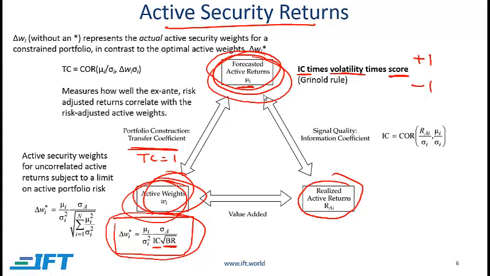Now, the other important variable is the link between forecasted active returns and realized active returns. This is measured by the information coefficient, which is the correlation between risk-adjusted active returns, the realized active returns, and the risk-adjusted forecasted active returns. If this correlation is high, that means the information coefficient is high, and it says that the quality of the active fund manager is very good.